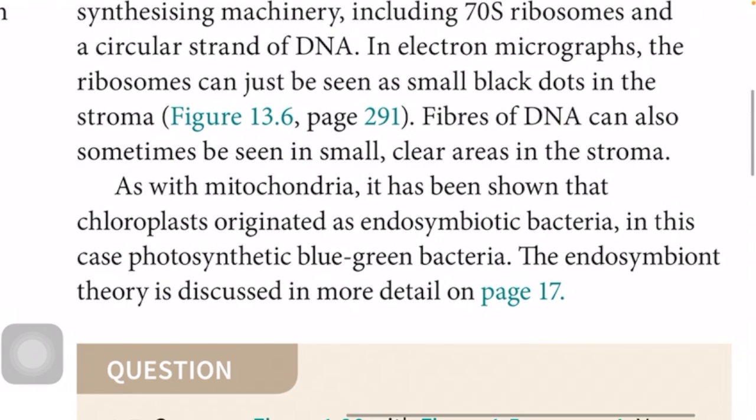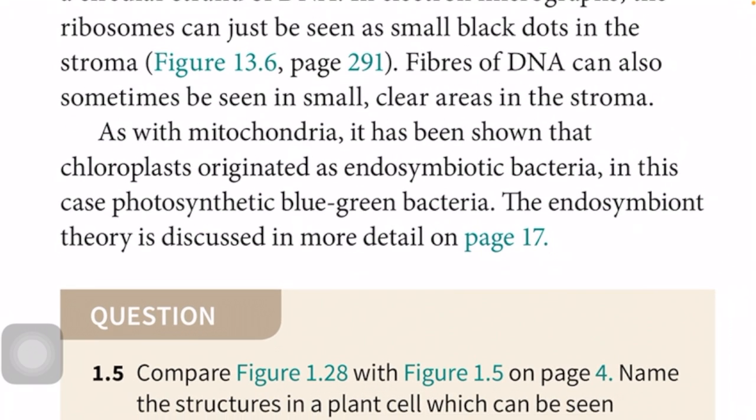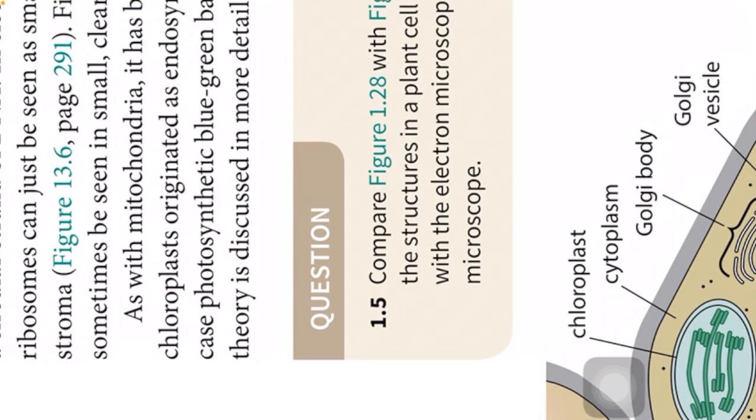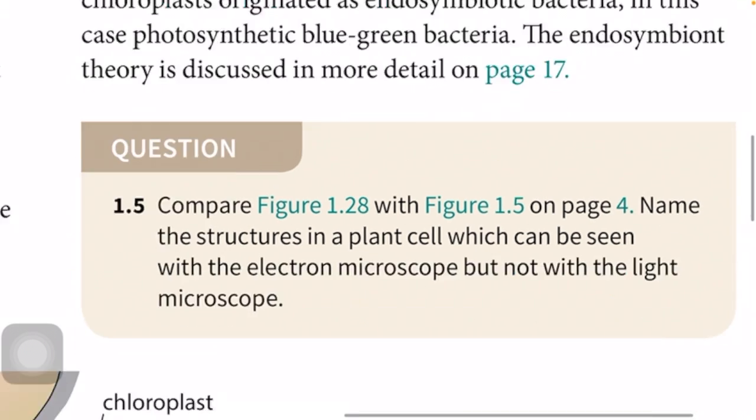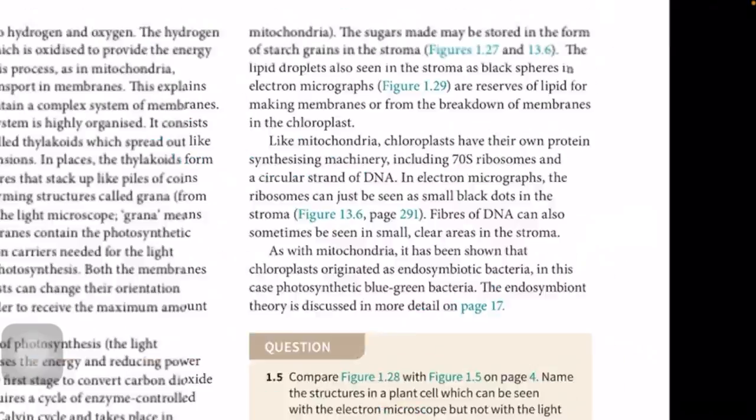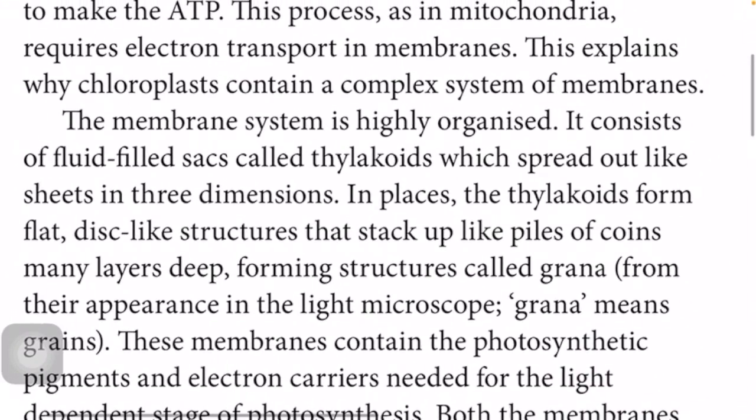As with the mitochondria, it has been shown that chloroplasts originated as endosymbiotic bacteria. In this case, photosynthetic blue-green bacteria. The endosymbiotic theory is discussed in great detail in chapter 17. I discussed endosymbiotic theory, right? So it is basically how two organisms are symbiotically, mutually related, and like the chloroplasts and mitochondria, they form endosymbiosis with the cells. Okay, so yeah, I explained this. Nothing much to explain here, and these mechanisms of photosynthesis you learn in great detail and with a better explanation in the later chapters.